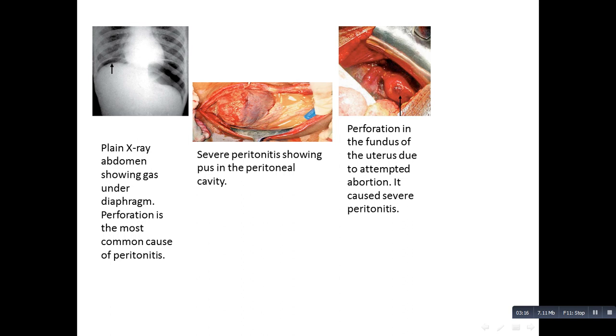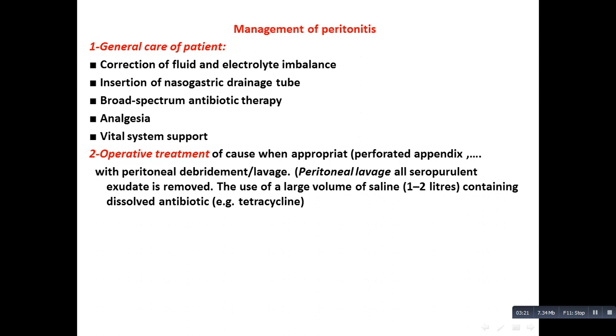Management of peritonitis is either general care of the patient, correction of fluid, insertion of a nasogastric tube, broad spectrum antibiotics, analgesia, and vital systemic support. Definitive management or treatment depends on the cause of the peritonitis, such as a perforated appendix, peritoneal debridement, and lavage, using a large amount of saline to wash the bowel or the cavity of the peritoneum, with antibiotic cover like tetracycline dissolved in normal saline.